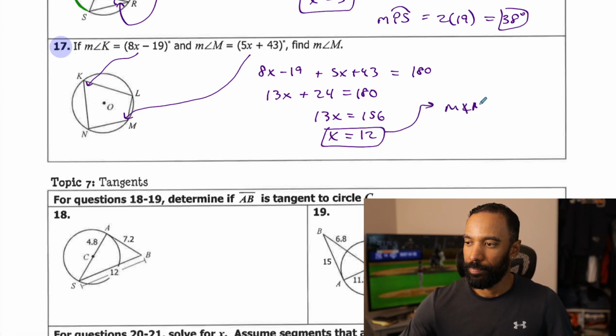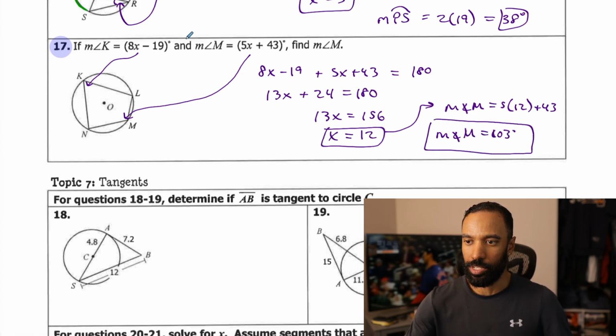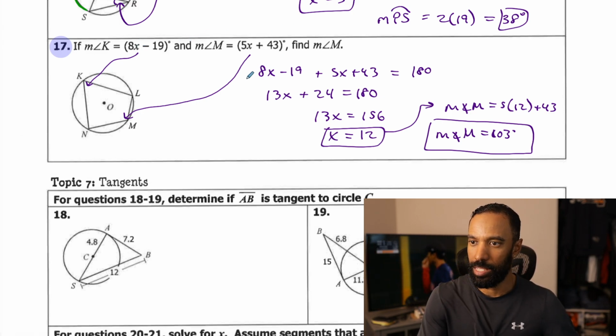Measure of angle M is 5 times 12 plus 43. That's 103 degrees, which must mean 77 degrees for the other angle there. And yeah, that seems to line up.